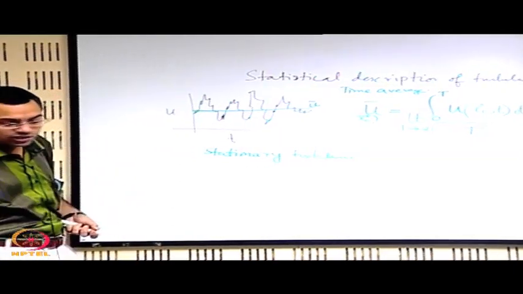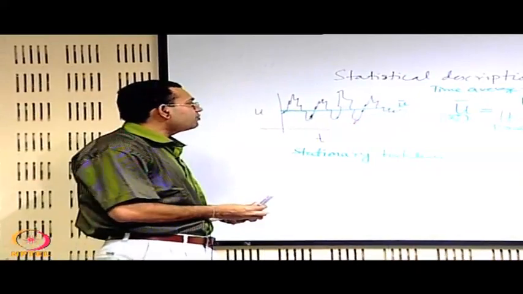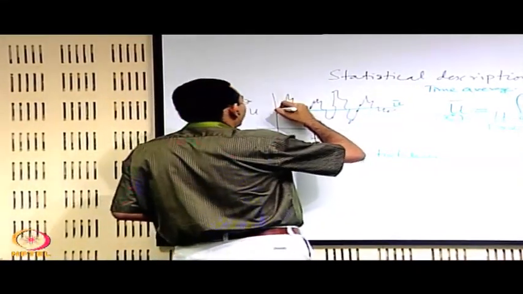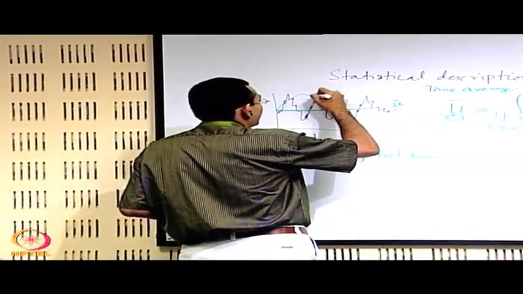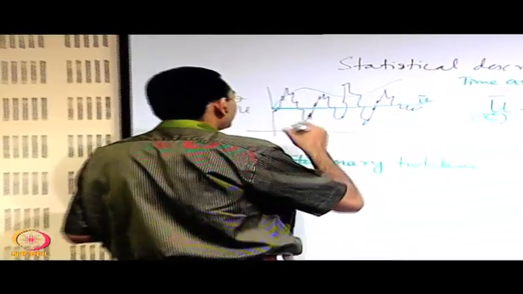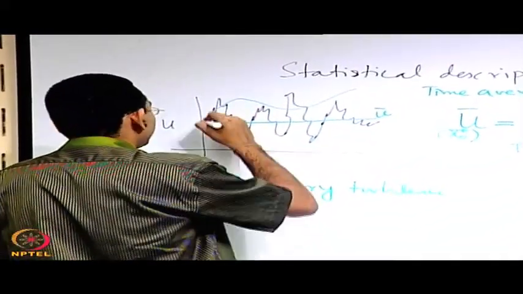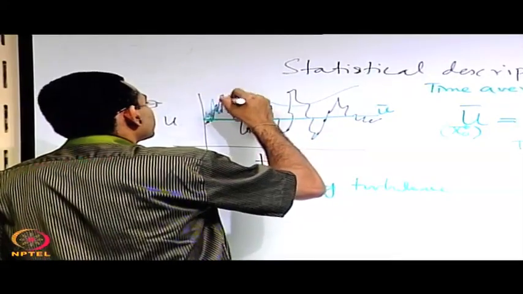But it is also possible to have it a different way. Let us say that you have an average like this, and on top of that you have fluctuations like this.